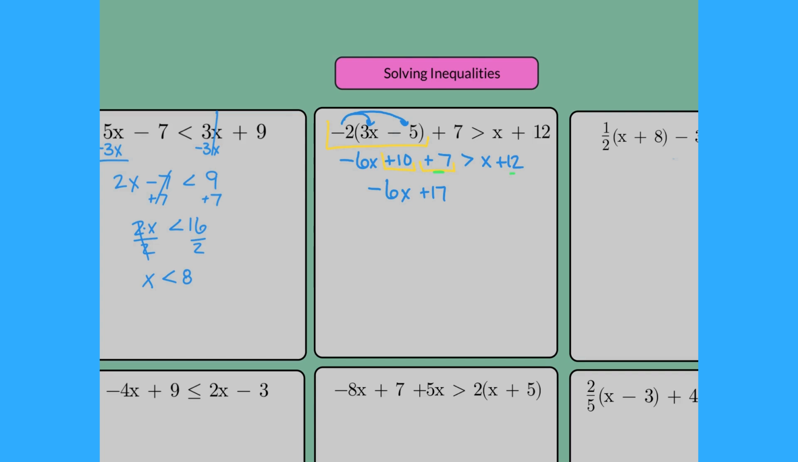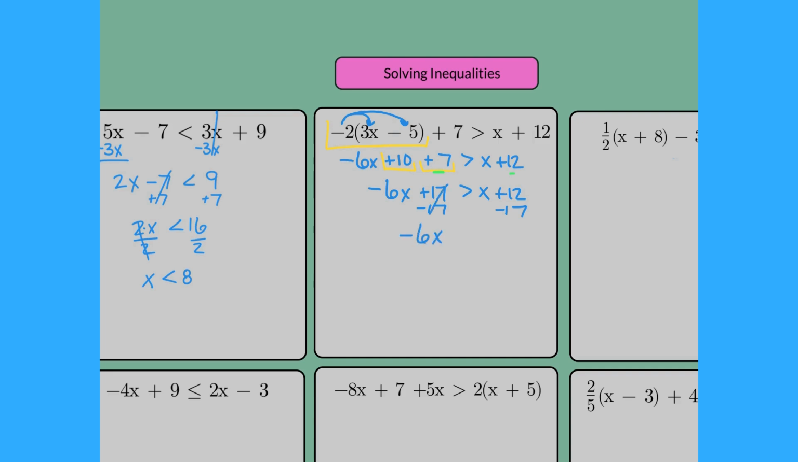Okay, so I did positive 10, positive 7 makes 17. Everything else is staying the same for right now. So now my only like terms are on opposite sides. So now I'm going to start solving. So I want to get this positive 17, I want to move it over to the positive 12. Because I'm going to the opposite side, I need to use my inverse or opposite operation. So the opposite of positive 17 is negative 17. And again, that's because I'm going past that inequality sign.